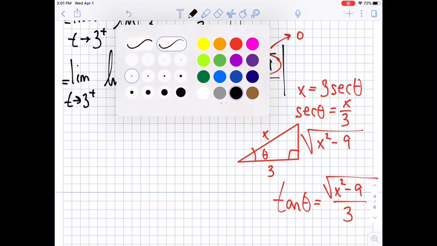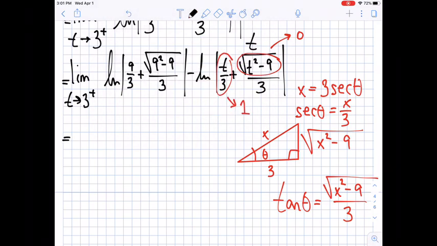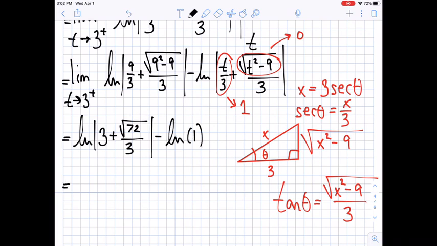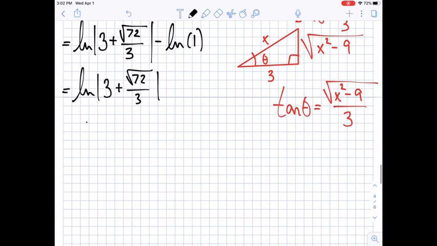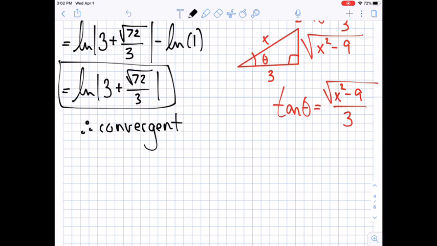Okay, so let's take a look. Really, what we end up with is ln of 3 from the first term here, plus the square root of 81 minus 9, so it'll be the square root of 72 over 3, and it's going to be minus ln of 1, so the whole thing is just this constant. The limit exists, and therefore our integral is convergent. And that is the value that it converges to.